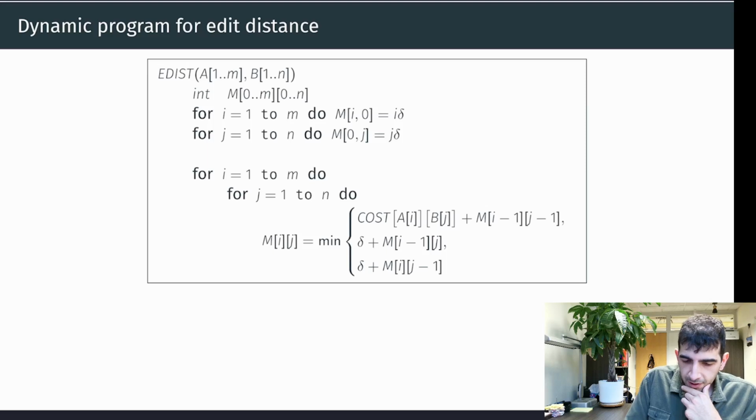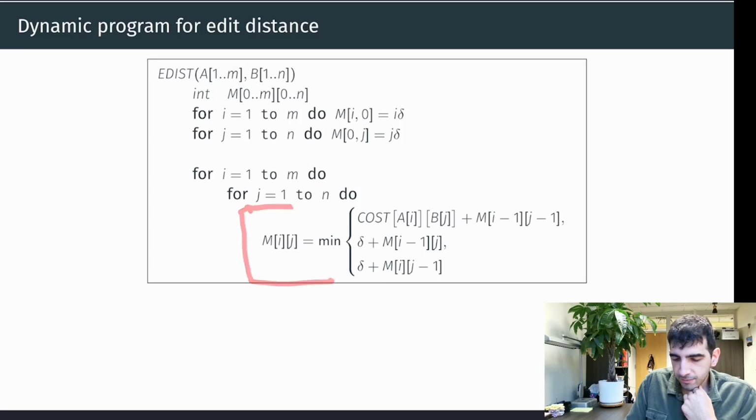Again, remember that we created a table for every possible prefix of A. We have a row for every possible prefix of A. We have a column for every possible prefix of B. And then we started off by filling in the base cases. And then all we do is simply loop through the table and calculate the recurrence that we came up with.